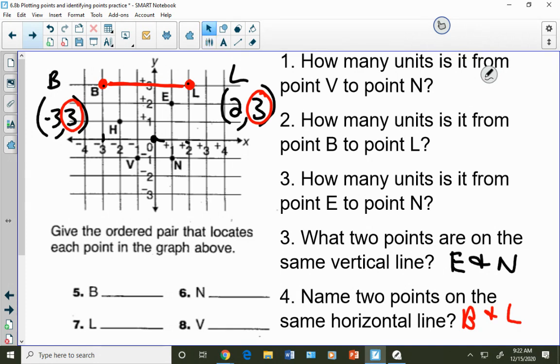So hopefully this has been helpful and you understand how to count units and how to tell if 2 points are on the same vertical or horizontal lines.